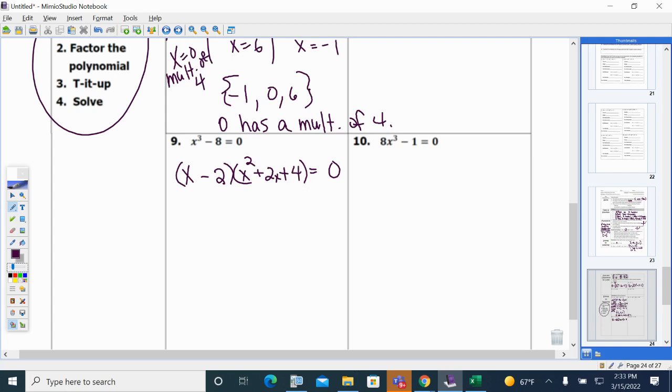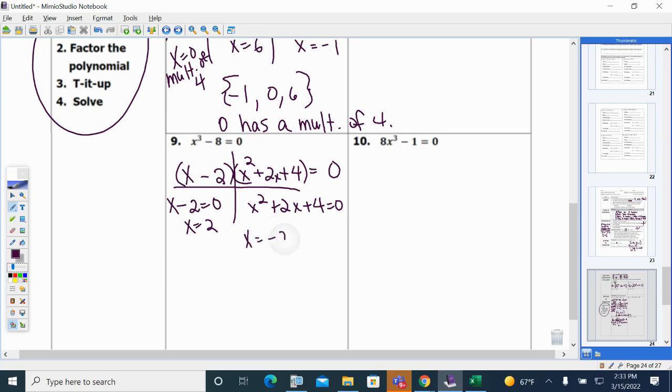And then if you try to factor this quadratic, it is not going to factor. There's nothing that multiplies to get 4 that adds to get 2. So what we end up doing here is we can take this first one and get a solution. But for the second one, you end up having to do the quadratic formula.